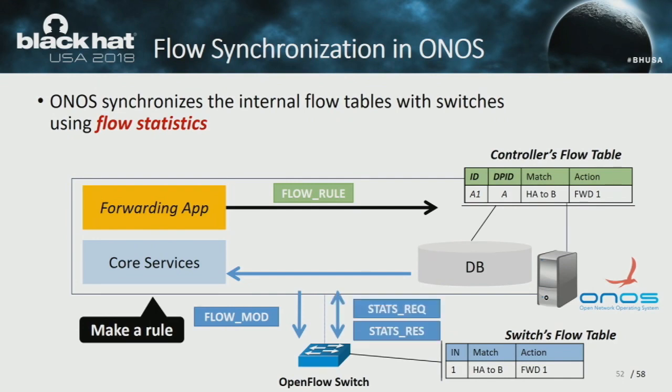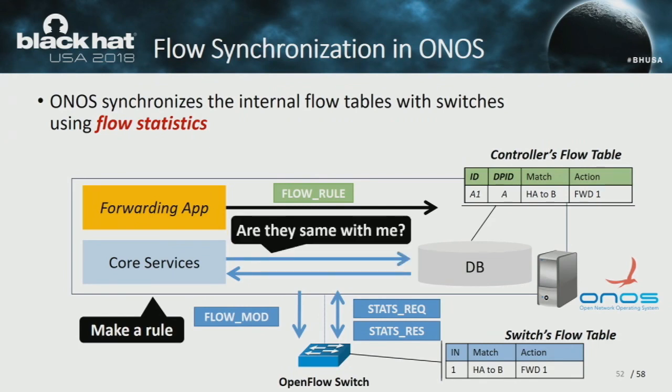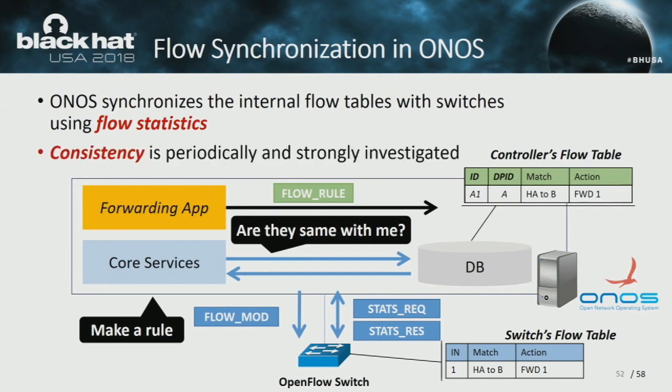And now the controller periodically collects the flow rules from the switch, and the flow statistics message has information about the installed flow rules on the switch. This period of time is 5 seconds by default in ONOS. Then the controller compares the collected rules with the original ones in the controller's flow table and checks whether they exactly match or not. So with this method, the consistency between the switch and controller can be periodically investigated.